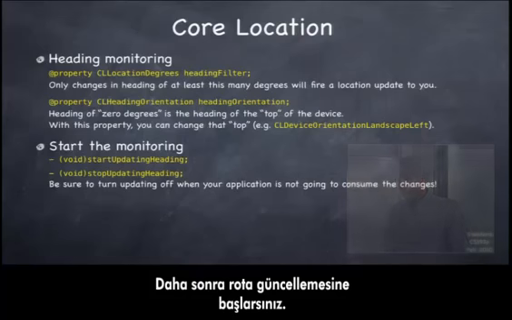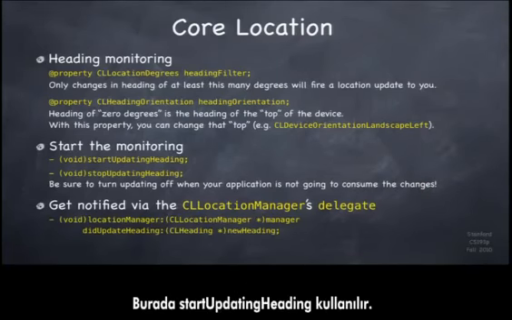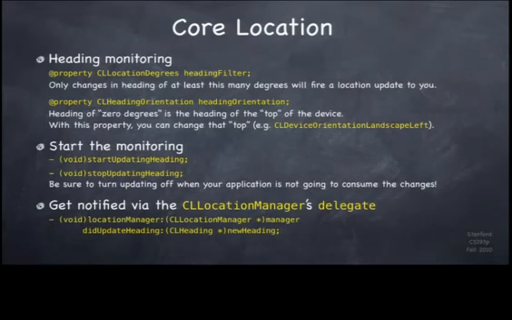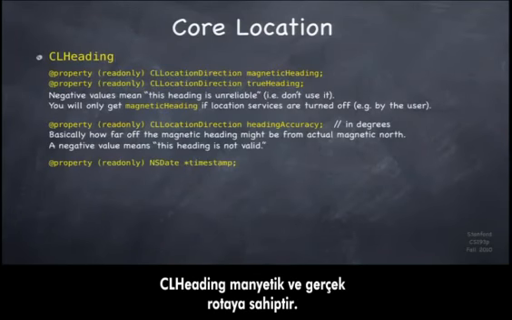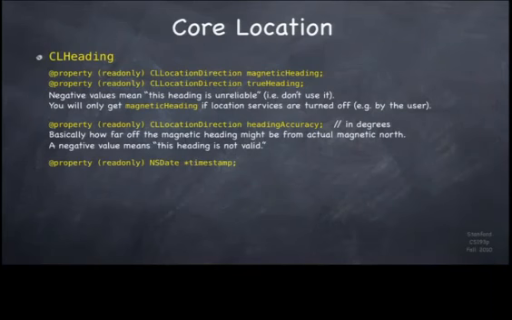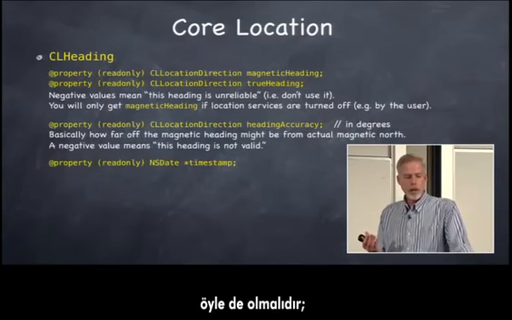Then you start updating heading, and you'll start getting delegate methods. The one here is didUpdateHeading. Okay, you don't get the old heading in this one, you only get the new heading. And you're going to get this object, CLHeading. CLHeading has the magnetic heading and the true heading, maybe. Okay, you'll only get the true heading if location services are turned on.